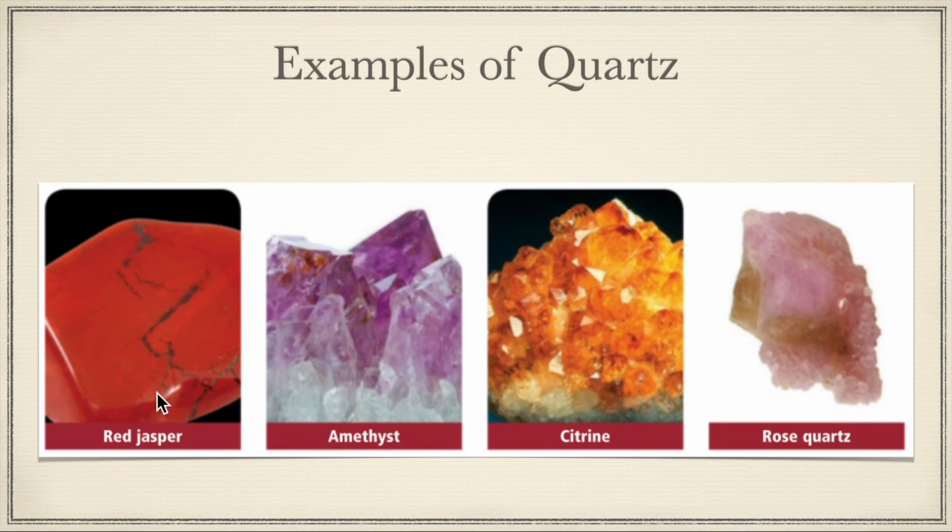So some examples of quartz. You have jasper, amethyst, and citrine, which again were all different amounts of iron causing this, and then you have some magnesium causing your rose quartz over here.